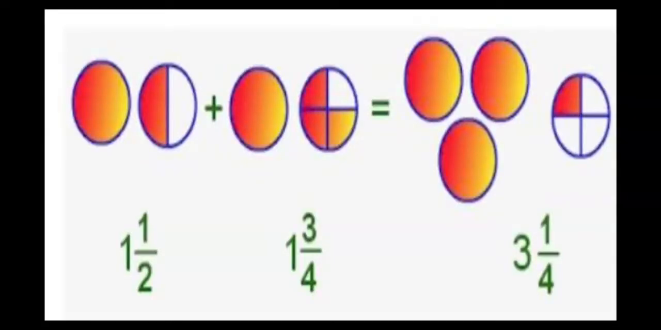Look at the mixed fractions here. In diagrammatic form, 1 by 2 is shown as one whole and a half part colored. Then 1 3 by 4 is shown as one whole colored, whereas in the next unit you have 3 parts colored out of total 4.